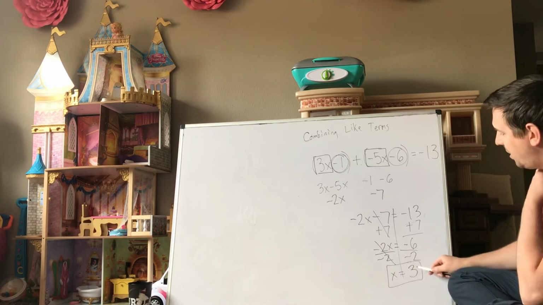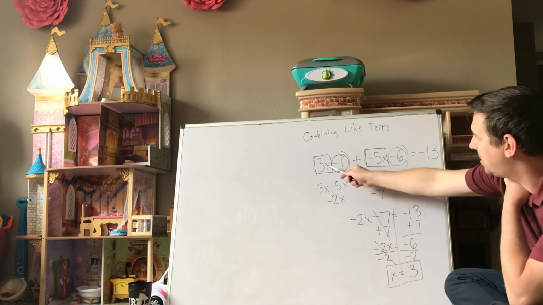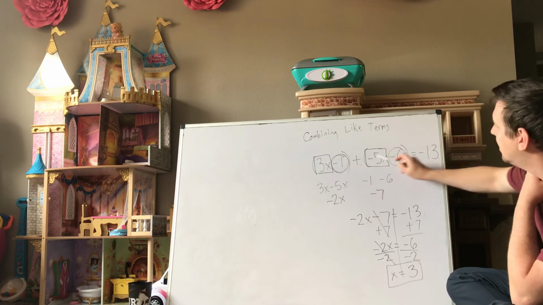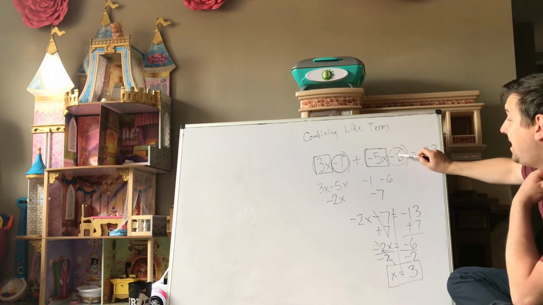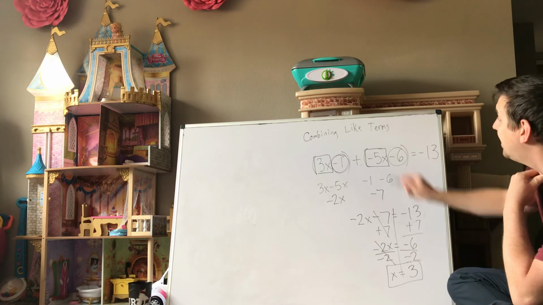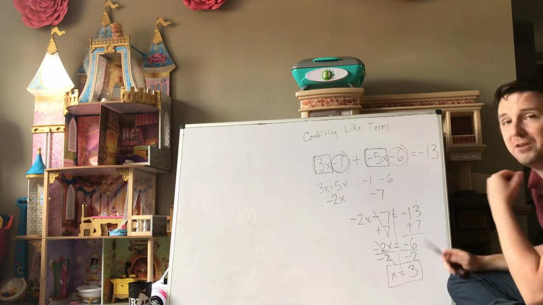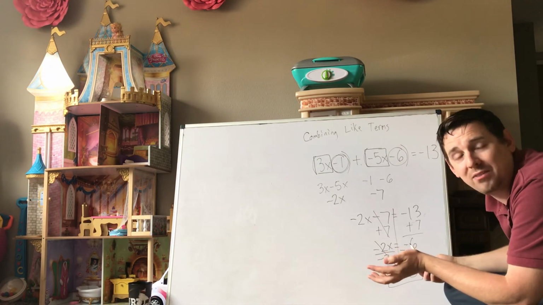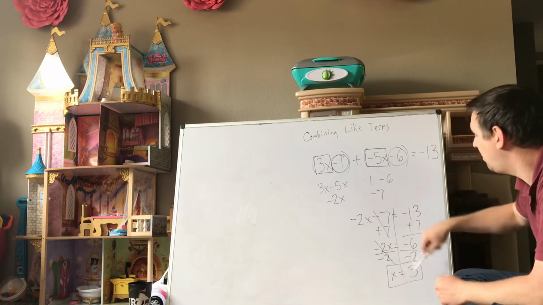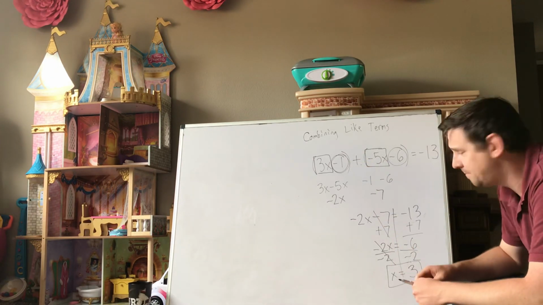You can always check your answer by just plugging it in. 3 times 3 is 9, minus 1 is 8. Negative 5 times 3 is negative 15, minus 6 is negative 21, and 8 plus negative 21 is negative 13. Now, I just did that in my head because I'm a math teacher, but if you have to use a calculator and type it in, that's fine.